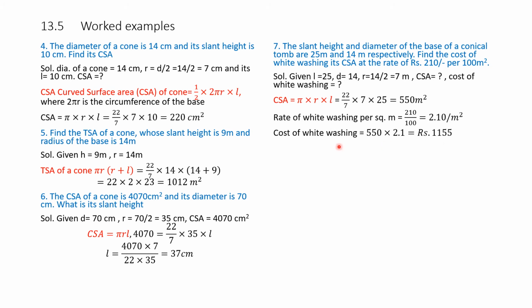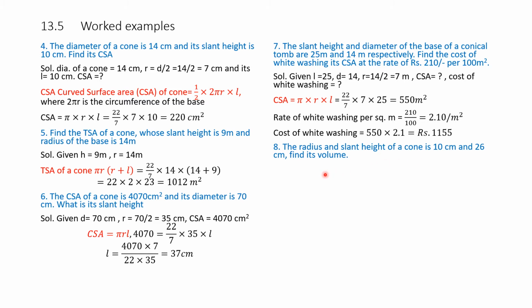Problem number 8. The radius and slant height of a cone are 10 cm and 26 cm respectively. Find its volume. So, he has given the radius and the slant height.